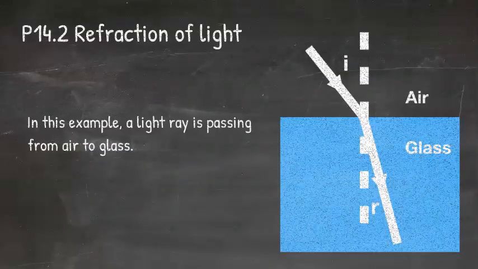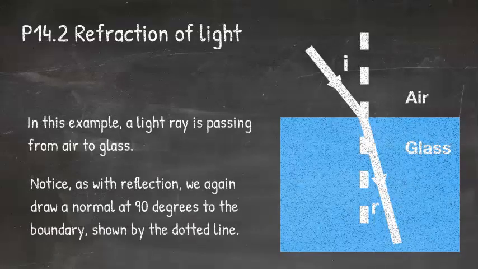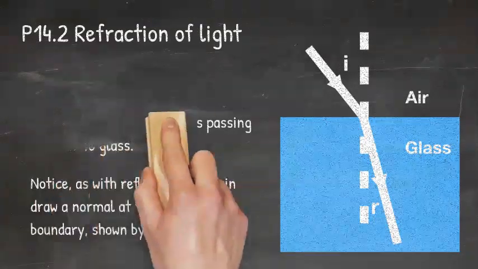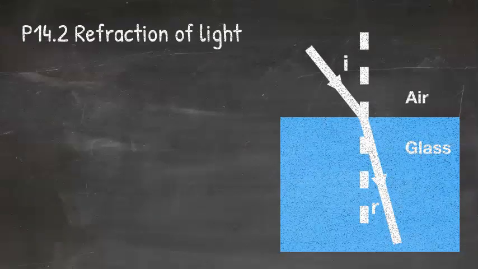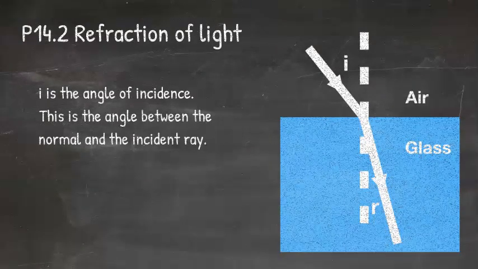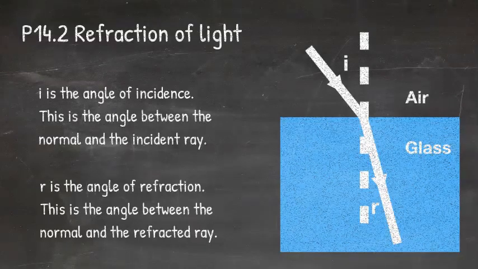In this example, a light ray is passing from air to glass. Notice, as with reflection, we again draw a normal at 90 degrees to the boundary, shown by the dotted line. In the diagram, I is the angle of incidence. This is the angle between the normal and the incident ray. R is the angle of refraction. This is the angle between the normal and the refracted ray.